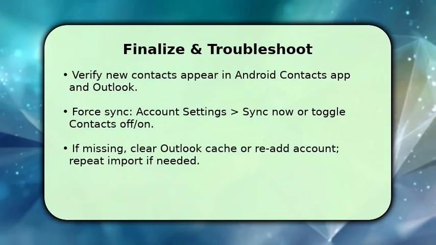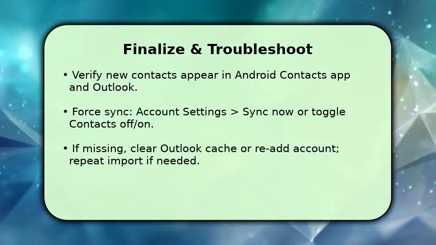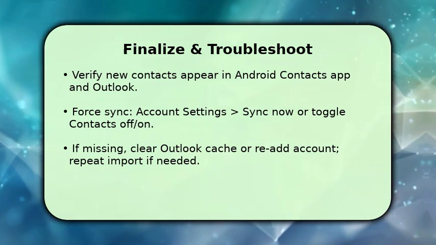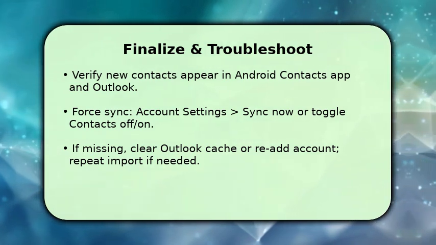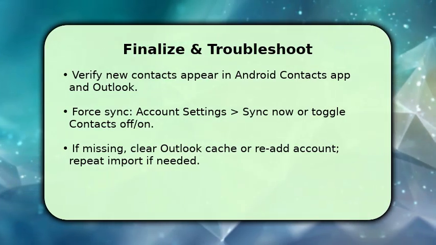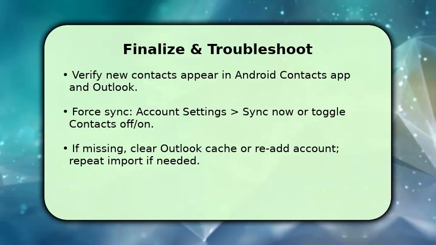To finish, open the Android Contacts app and confirm that Outlook contacts are present. Changes should appear both ways once sync completes. If you don't see them, force a sync from account settings by tapping Sync Now or toggling contacts off and back on. This refreshes the link.